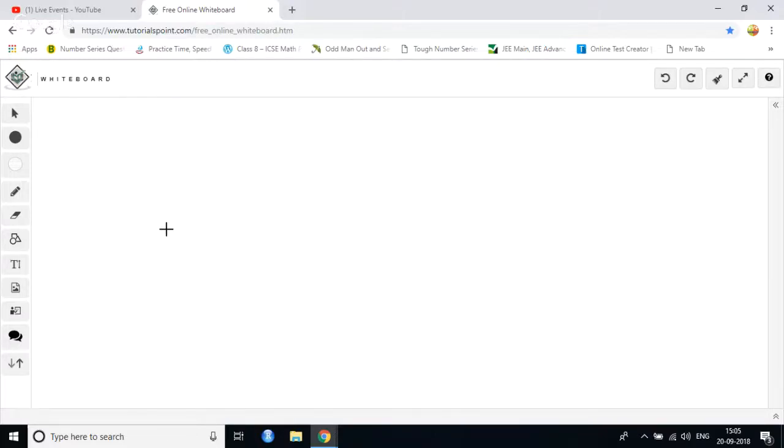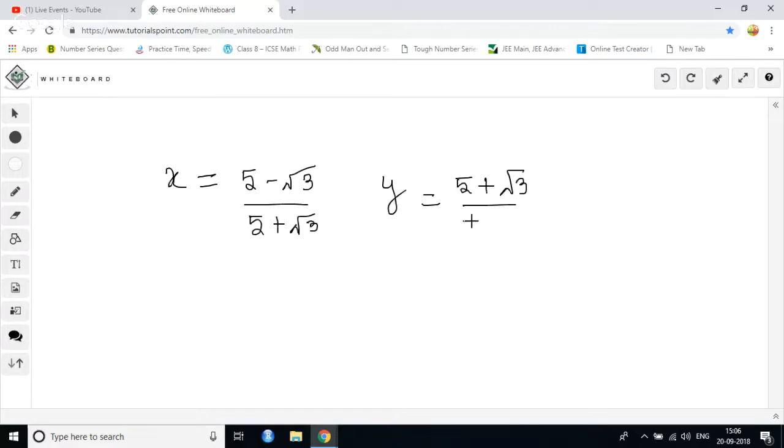The question was, this is a very important question which I am writing: x is equal to 5 minus root 3 divided by 5 plus root 3, and y is equal to 5 plus root 3 divided by 5 minus root 3, and you had to find the value of x square minus y square.